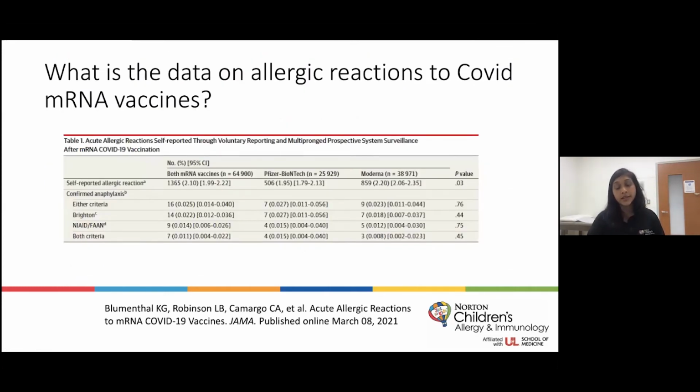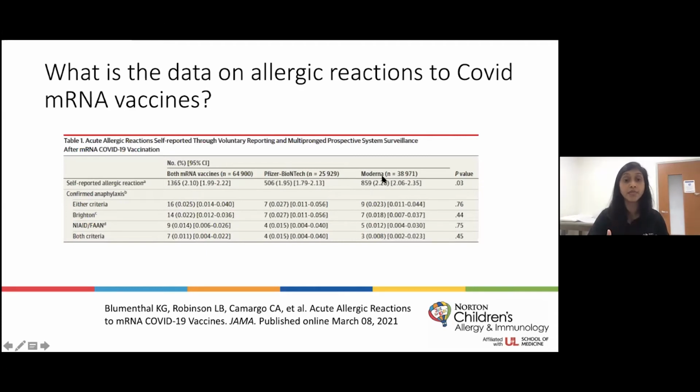This is the largest study. This was done actually by the fellows at Boston Children's and Mass General. They prospectively looked at 64,900 healthcare workers that actually received Pfizer or Moderna. And what they found was about 1,300 self-reported allergic reactions. But out of the 1,300, the ones that actually met criteria for anaphylaxis were very few. And this is different criteria for anaphylaxis as well. Only 16 out of that 1,300 met criteria.